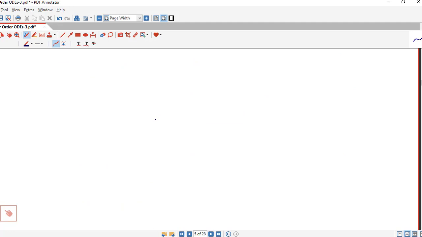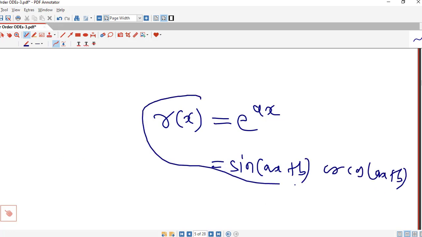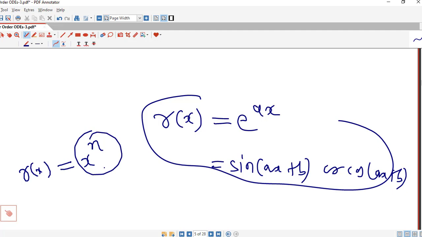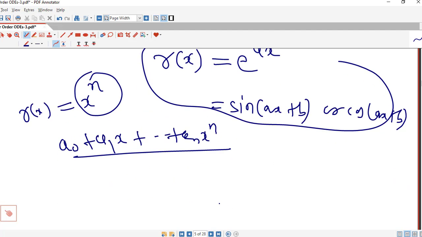So far we have discussed two shortcut methods: when the right hand side is an exponential function, and when the right hand side is either sin ax plus b or cos ax plus b. In the next lecture, we will discuss the shortcut method for the right hand side which is a polynomial function, either in power of x or a polynomial in x. So this is all about this lecture.